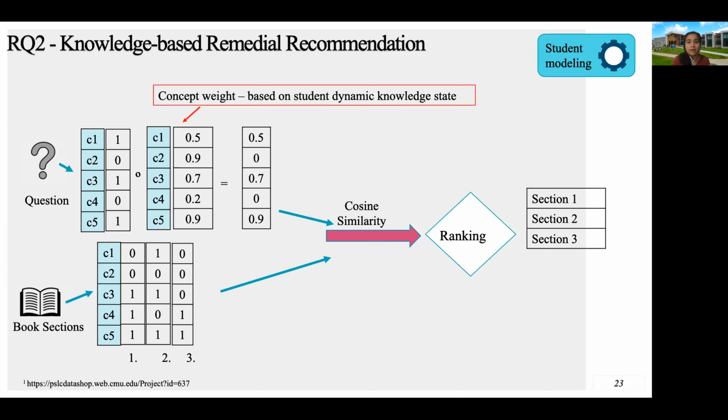Now, when we have the question concept vector as well as the student's knowledge vector, when a student failed on a particular concept, we used the question's concept representation and the student's current knowledge-based vector and performed a dot product between them to generate the failed question's representation. Then we followed the same cosine similarity based ranking model. Let's see the results obtained after this.